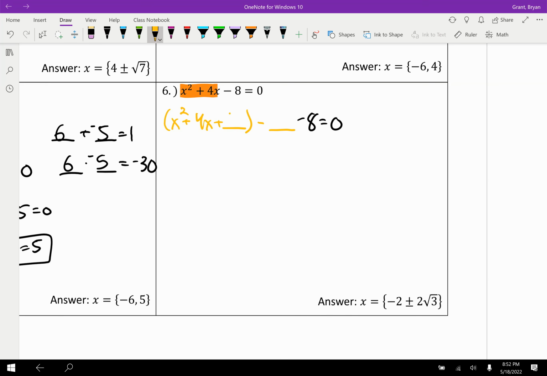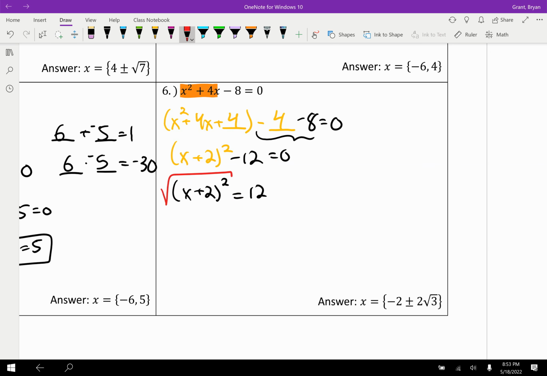Half of 4 is 2. 2 squared is 4. Just like what we did on the previous pages, x squared plus 4x plus 4. And then if we add 4, we better subtract 4. Factoring wise, x plus 2 squared, negative 4 minus 8 is negative 12, equal to 0. Let's keep cleaning this up. X plus 2 squared, I'm going to add 12 to each side.